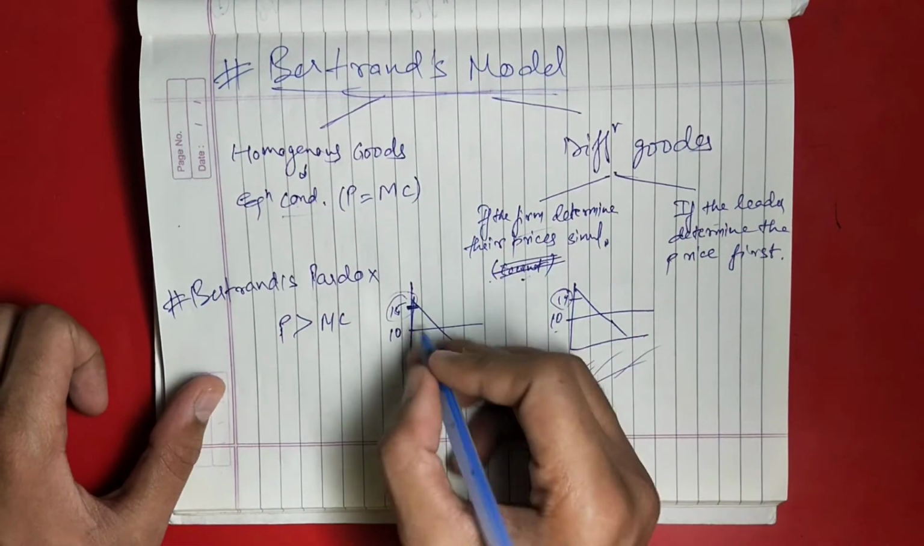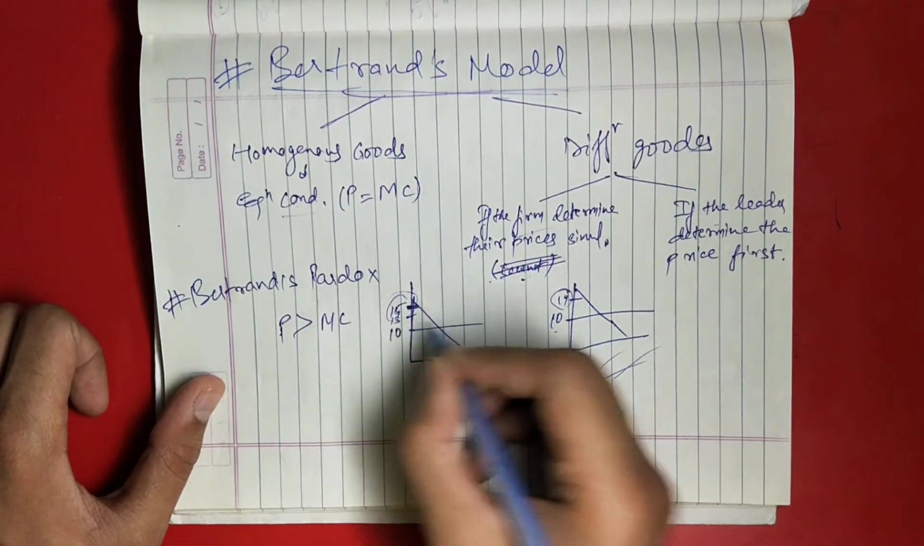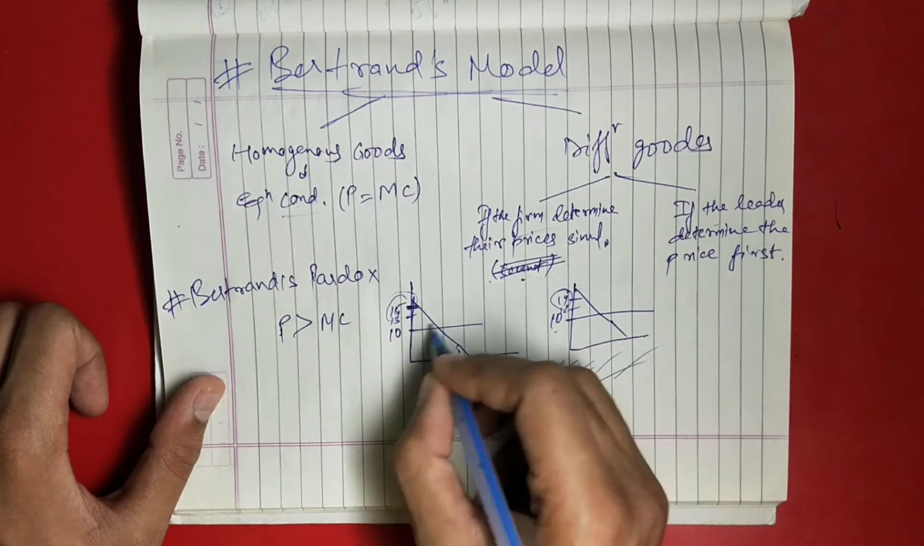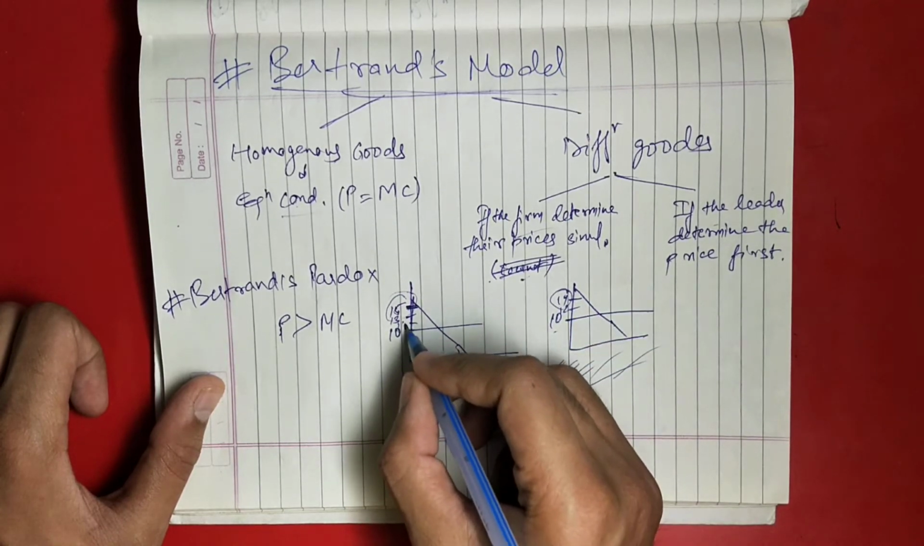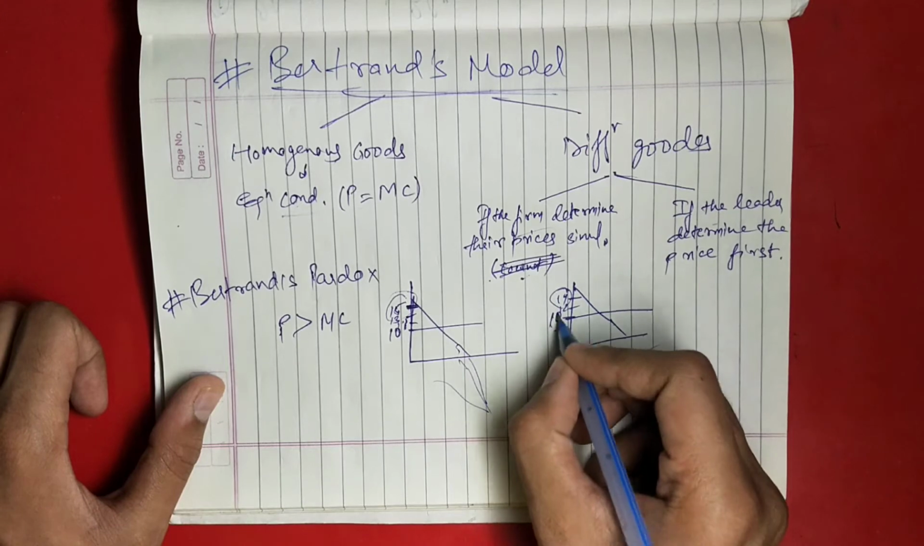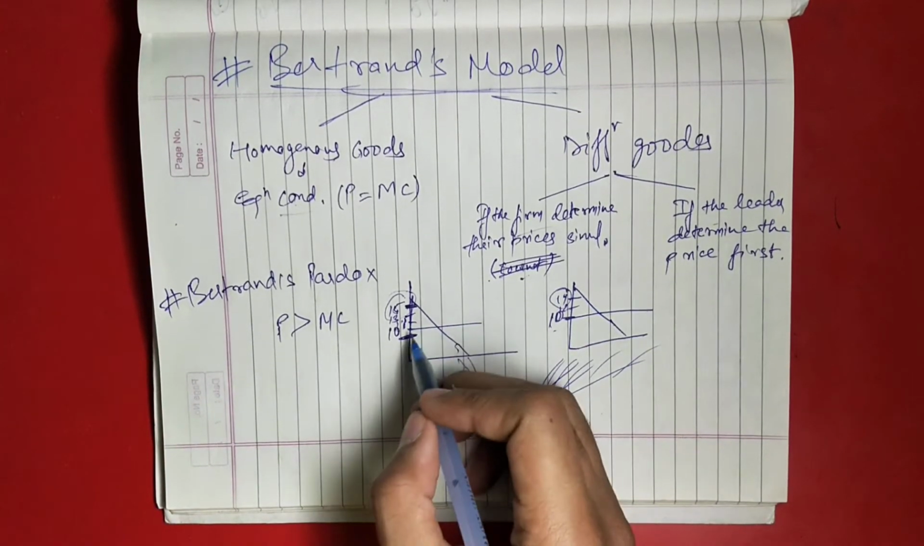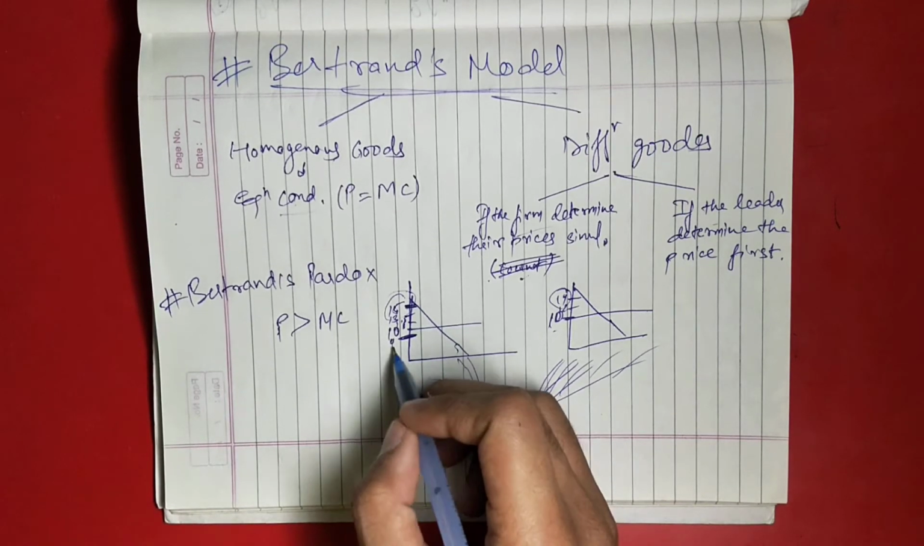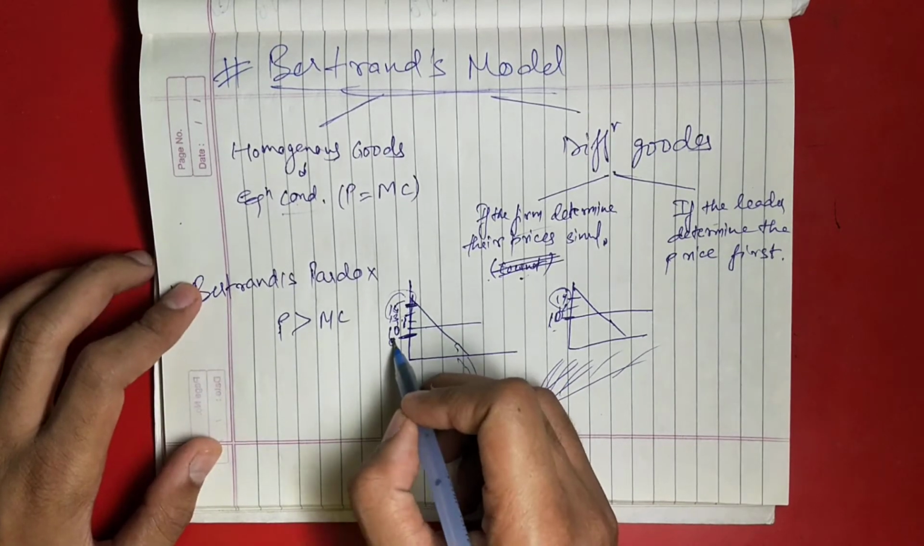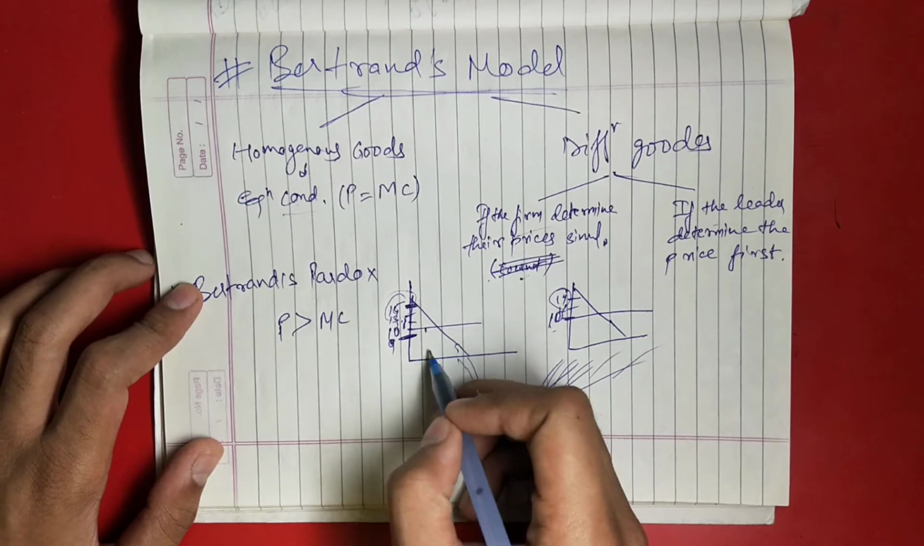Then he will do 13, again 12, again 11, then he will come to 10. But he cannot come to 9 now, because he will start incurring losses. He cannot sell below MC.